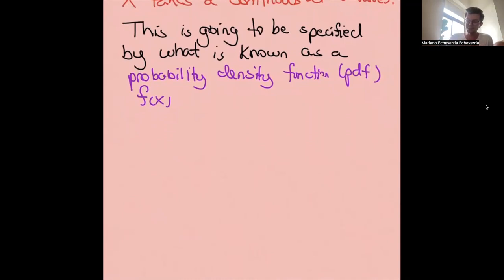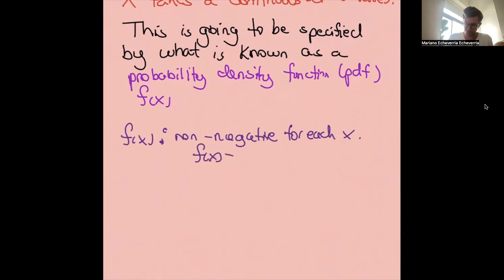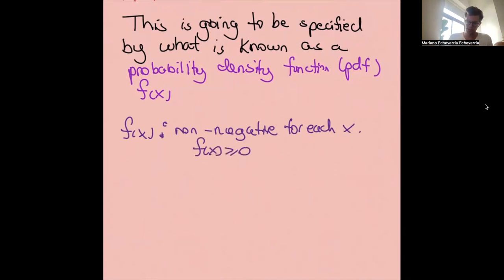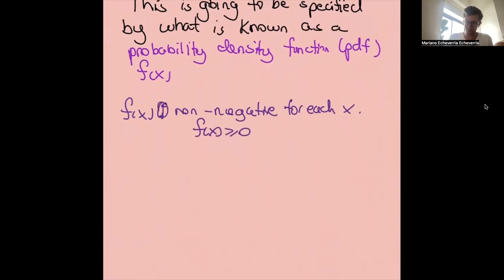So for f of x, there are basically two properties that you ask for. f of x is going to be non-negative for each x, so it's greater or equal to 0 all the time. And this is the first property.